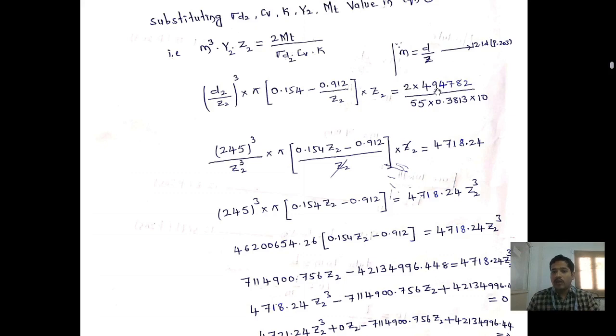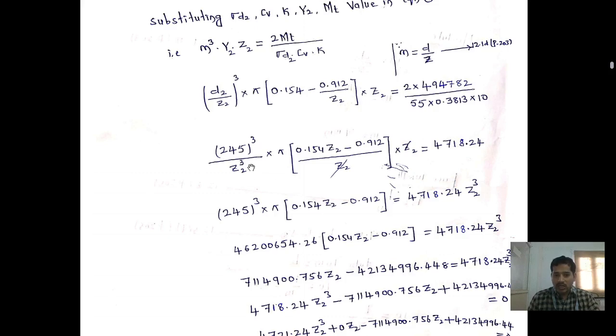How much is m2 there? It is 494782 by sigma d2. How much did we get here for sigma d2? We got 55 into 0.3813 into 10. Is it right? So in this case, we just need to cross multiply these terms: 0.1414 z2 minus 0.912 by z2 into z2 is equal to, if you divide the whole value, then you will get the answer 4718.24. So this z2 and this z2 will be cancelled.